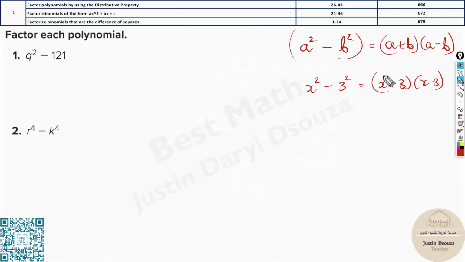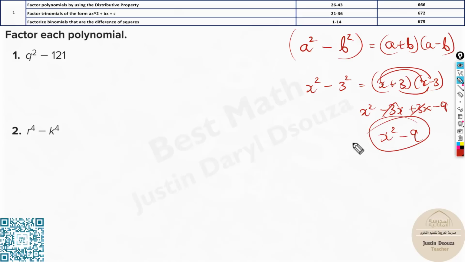Now, how this can be proven is very simple. X times x, what is it? X squared. X times minus 3 is minus 3x. 3 times plus x will be plus 3x, and 3 times minus 3 is minus 9. So this cancels off. You're remaining with x squared minus 9, right? So it's already proven. That's the identity.